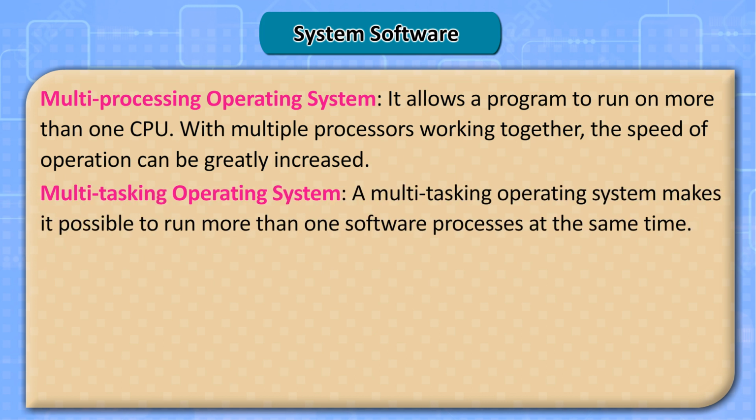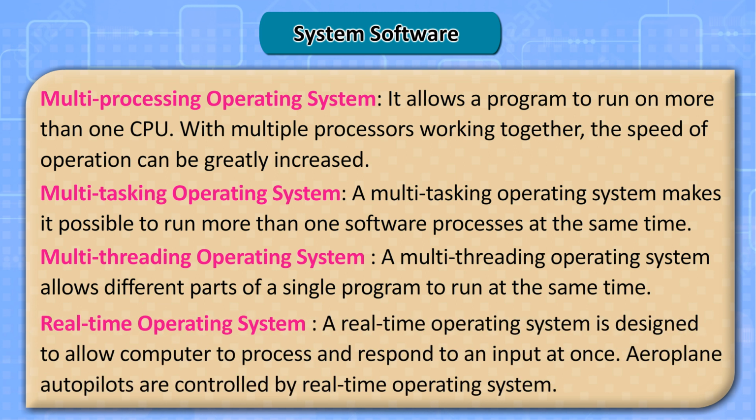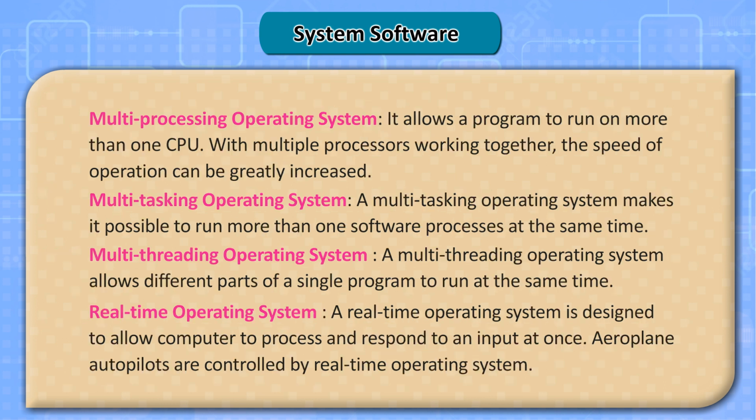Multitasking operating system. A multitasking operating system makes it possible to run more than one software process at the same time. Multi-threading operating system. A multi-threading operating system allows different parts of a single program to run at the same time. Real-time operating system. A real-time operating system is designed to allow a computer to process and respond to an input at once. Airplane autopilots are controlled by real-time operating systems.